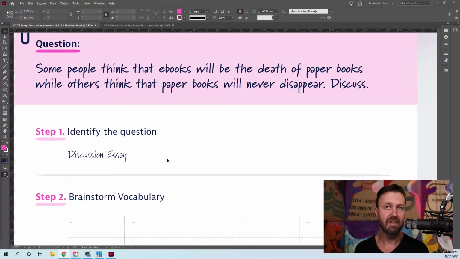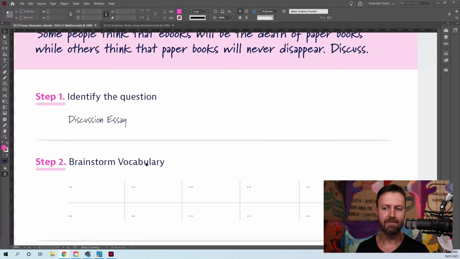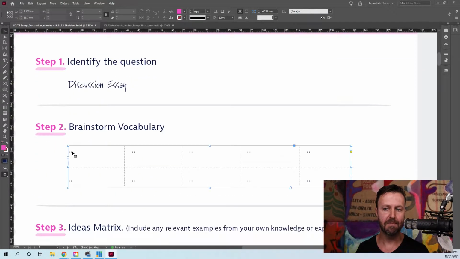opinion. It could say discuss the advantages and disadvantages. So this is the type of language that we could use here. So it's discuss both views and give your own opinion, or it could be discuss the advantages and disadvantages. So quite an easy one really to identify. All right, let's start with the vocab.